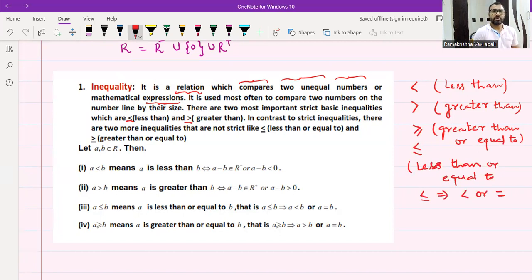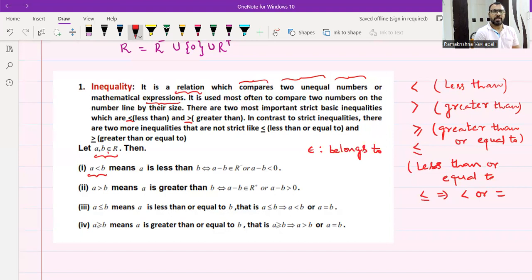Now how do we use these symbols? Suppose you consider two real numbers, A and B belong to R. Instead of writing A, B belongs to R, we can say A and B are two real numbers. This symbol is nothing but 'belongs to'. Now A less than B.